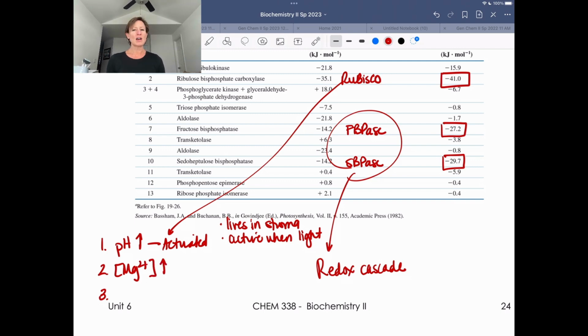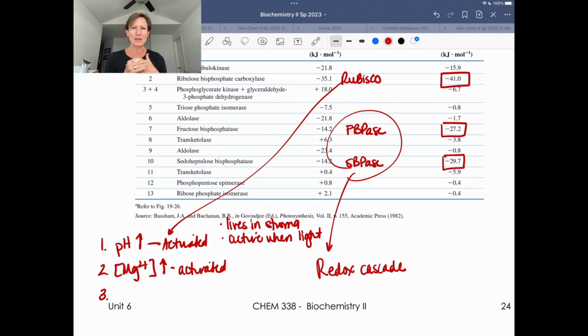And when magnesium concentration is high, we are going to be activating Rubisco. Here's the logic for this. When we are doing a lot of electron transport chemistry, pH again is going to be high because we're moving those protons out. But remember, we are also then moving those positive charges out. That creates, or could create, a positive charge on the outside of our inner membrane compartment.